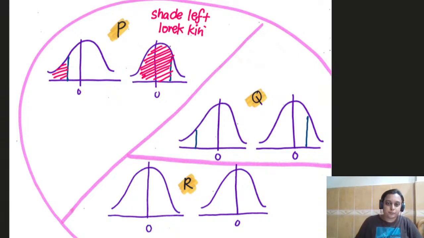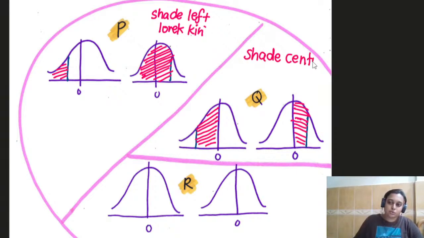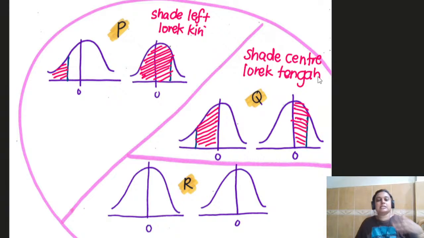Okay, for the Q, lorekkan ke tengah. Touch the center. Whenever you shade, go to the center, here and here. Pergi ke tengah. Okay, the shading goes to the center. Lorek di tengah. Okay, tengah means use the letter Q. Guna huruf Q. That is lorek ke tengah.